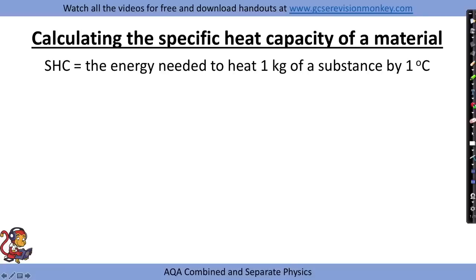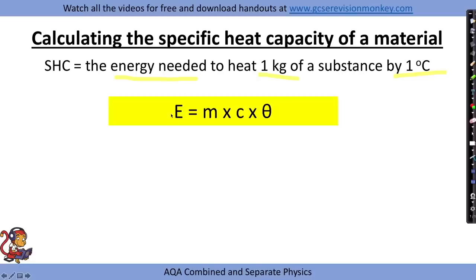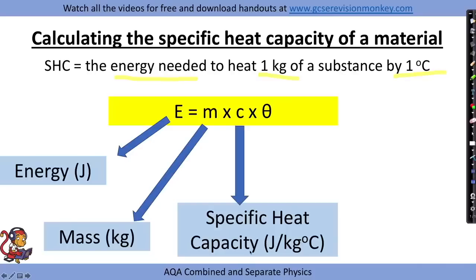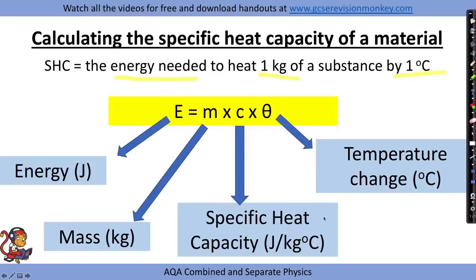And the specific heat capacity is the energy needed to heat 1 kilogram of a substance by 1 degree C. Now there is an equation to go with this practical, and this equation you're actually given on your data sheet. The equation is E equals m times C times theta, whereby E is energy measured in joules, m is mass measured in kilograms, C is specific heat capacity, measured in joules per kilogram degrees C, and theta is temperature change, measured in degrees Celsius.